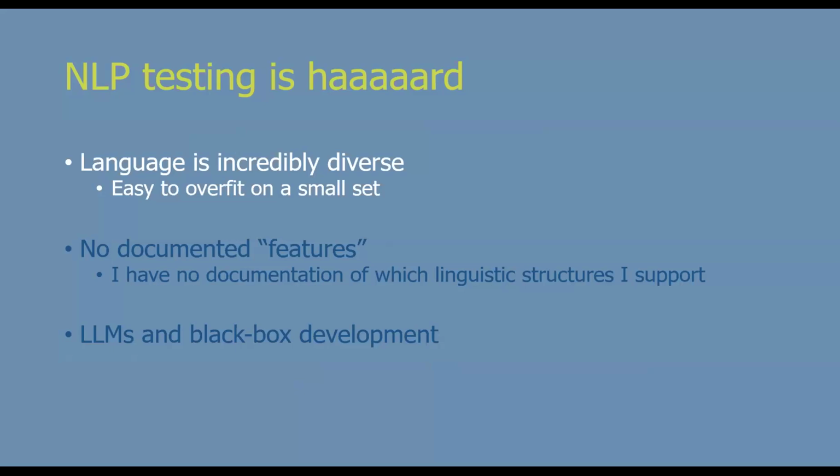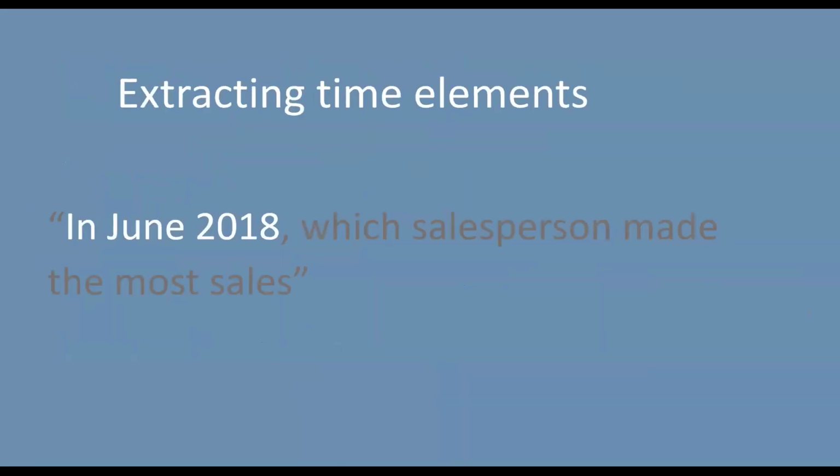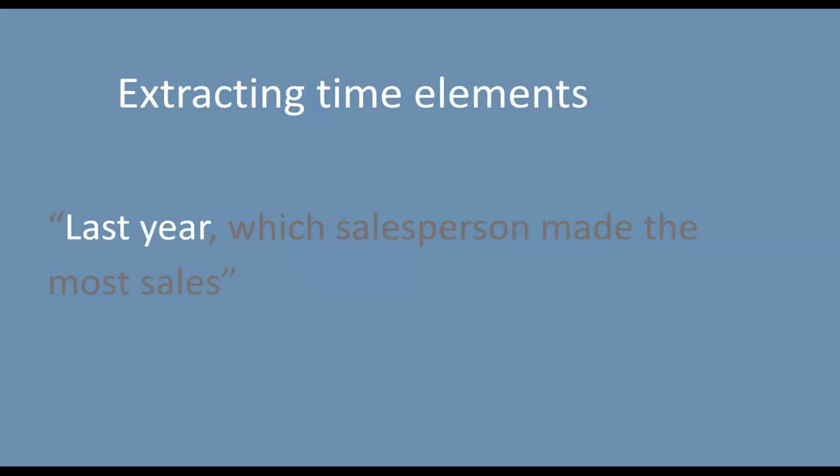Let's just take, for example, the element of time extraction. I have some query with something like "since 2019," and I need to convert this to a specific date range. So what ways can I use to express the date range? I can use day, month and year, like June 2018. I can use abbreviations, which are very common in financial terms, like Q3, the third quarter of fiscal year 20, which is not the same as the calendar year. You can use relative terms, like last year, 3 months from now, and so on.